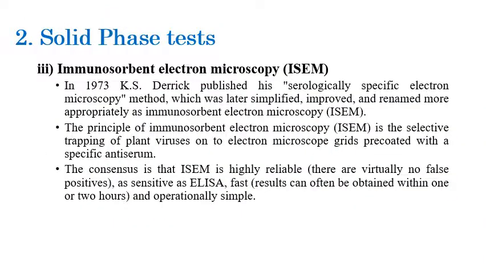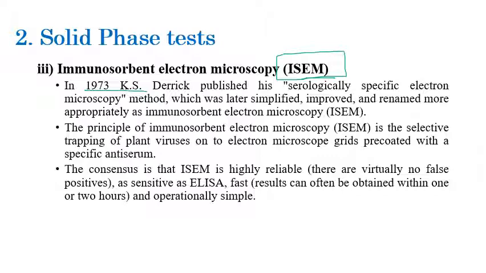Third one is immunosorbent electron microscopy, that is ISEM. Immunosorbent electron microscopy was first discovered in 1973 by Derrick. So he published a serologically specific electron microscopy method. Later it was simplified, and now we are using it as immunosorbent electron microscopy.